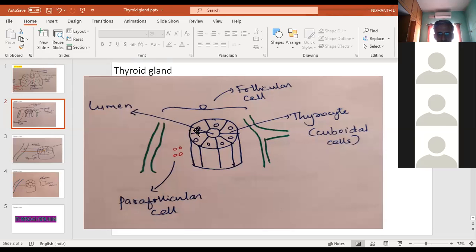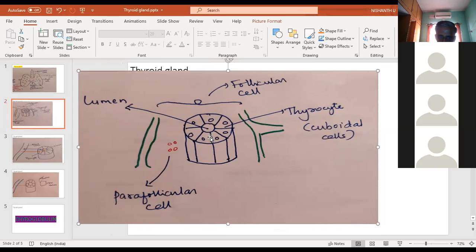If you observe carefully, this rounded colored structure is a follicle, and it is divided into several cells. You can see several cells are joined together to form a single follicle. This type of follicle is more in number in one thyroid gland. I repeat again, several cuboidal cells, round shaped, are joined together, and they form a follicle.